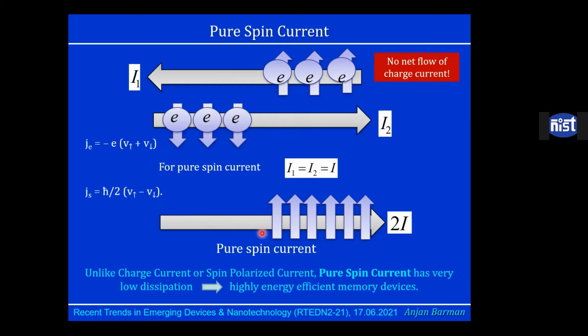This generally occurs in the diffusive regime, but one can show that it can also occur in the drift regime. The good thing is that because there is apparently no net flow of charge current, unlike charge current or spin polarized current, it does not dissipate energy as much. So the energy efficiency is very high. Of course there is a little bit of dissipation, but it is very low, and that is why it is important in highly energy efficient memory devices.